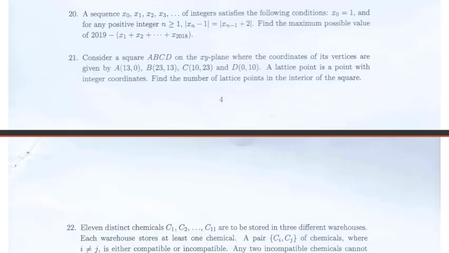SMO 2019 senior section first round, problem number 20. A sequence x0, x1, x2, x3, and so on of integers satisfies the following conditions. x0 is 1, and for any positive integer n greater than or equal to 1, the absolute value of xn minus 1 equals the absolute value of xn minus 1 plus 2. Find the maximum possible value of 2019 minus x1 plus x2 plus ... plus x2018.